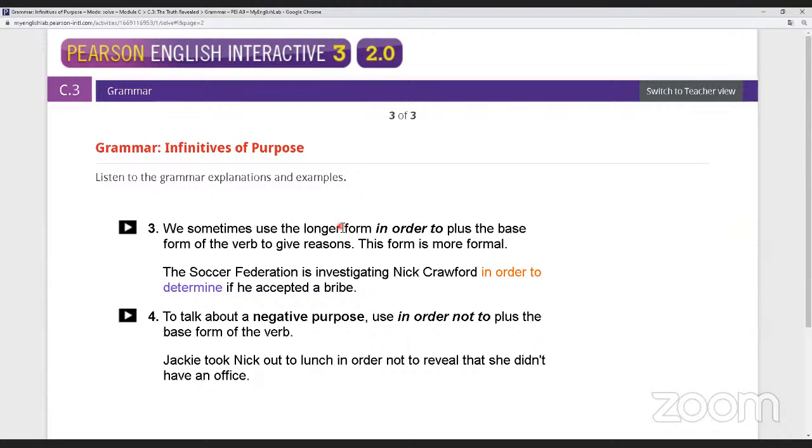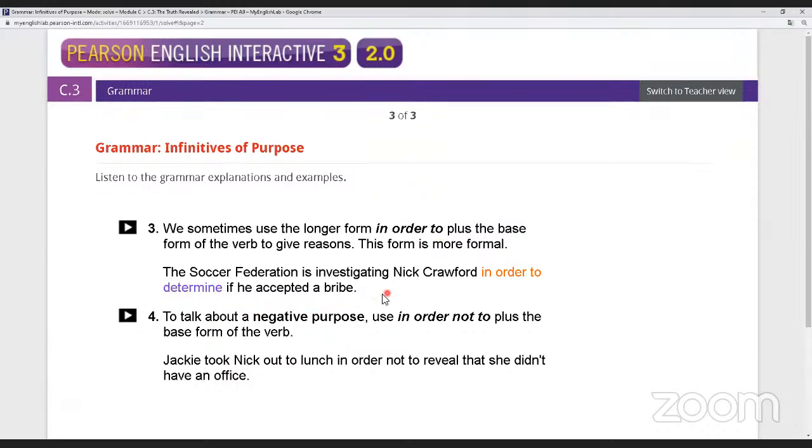Okay, we have the other option, "in order to." It's a little bit more formal, right? And it's similar, it's the same actually, but this is more formal. So the only thing that I'm going to add is "in order," then the infinitive plus the verb in its base form.